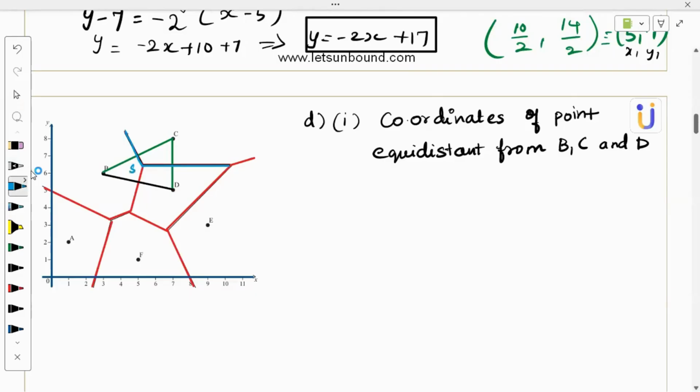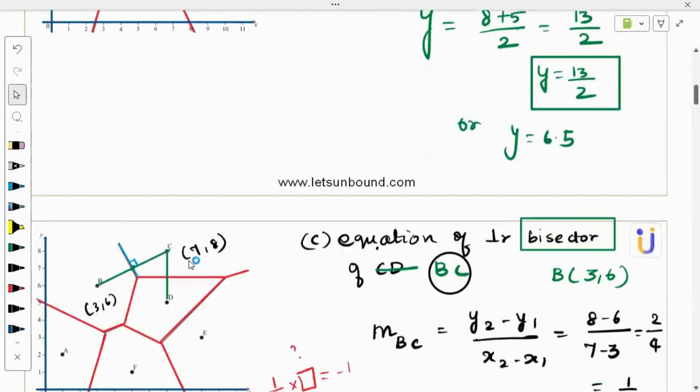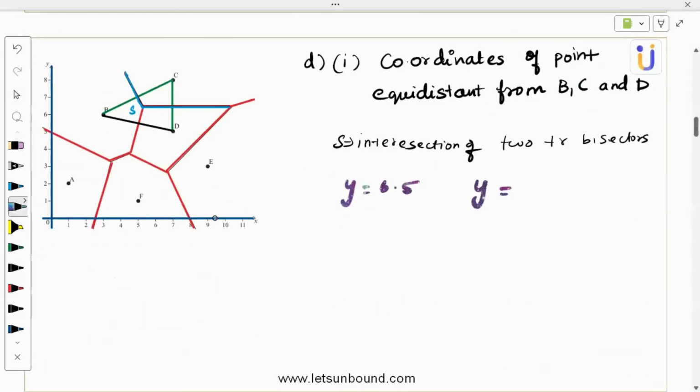Let me name it as S. So S is a point which is equidistant from B, C, and D. Correct? And how should I find that S? S is the coordinates we need, right? So S is an intersection of two perpendicular bisectors that we did in the previous problem. So I know those lines actually. Y is 6.5 is one line for your reference. This is the one perpendicular bisector and the other is this one, the latest one. These two intersect and S is formed.